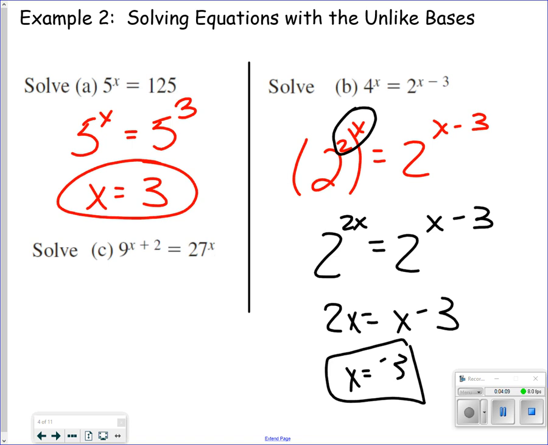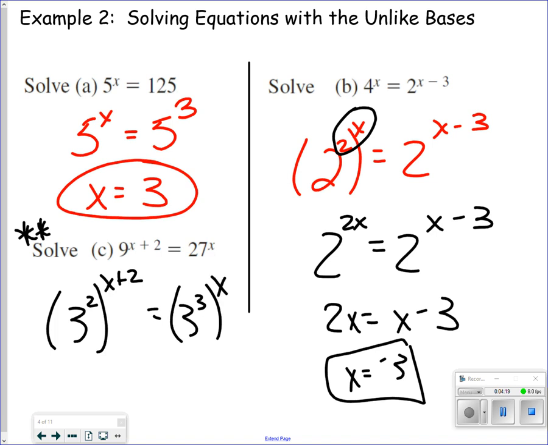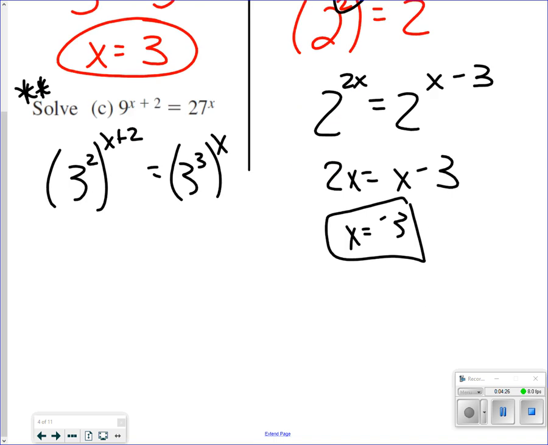So this one is as hard as it gets. You want the top of the mountain here. 9 is the same as 3 squared. 27 is the same as 3 cubed. So notice that I broke both sides down into smaller amounts. Power raised to a power. Because you're taking 2 times x plus 2, you would need to distribute that.